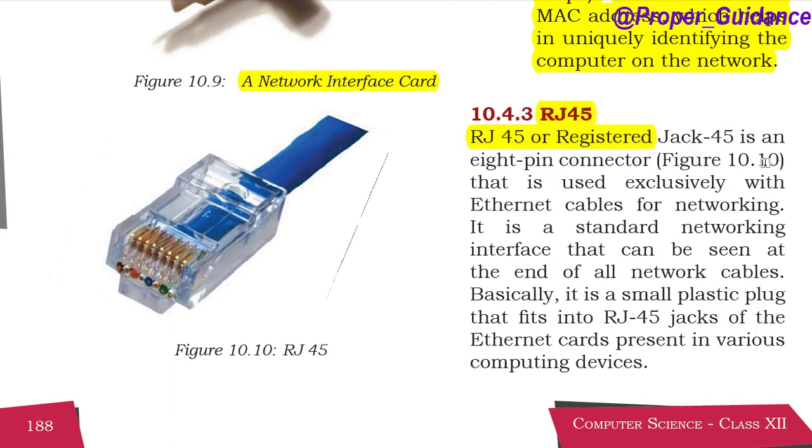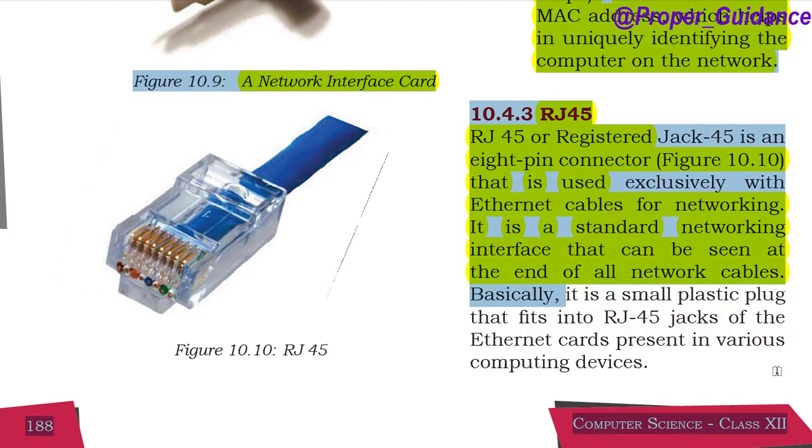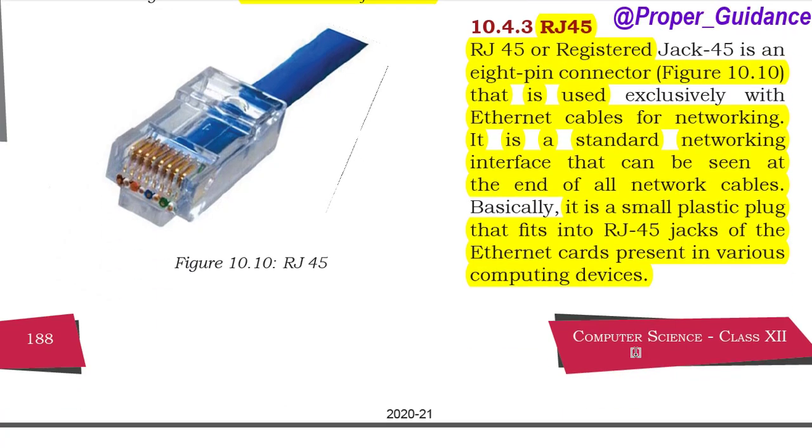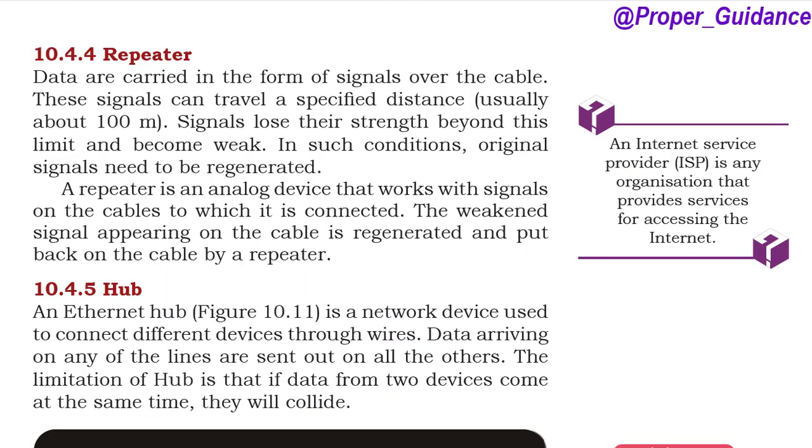RJ45, Registered Jack 45, is an 8-pin connector. This is an 8-pin connector that is used exclusively with Ethernet cables for networking. It is a standard networking interface that can be seen at the end of all network cables. Basically, it is a small plastic plug that fits into RJ45 jacks of the Ethernet cards present in various computing devices. Clear? After that, we will learn about repeater.